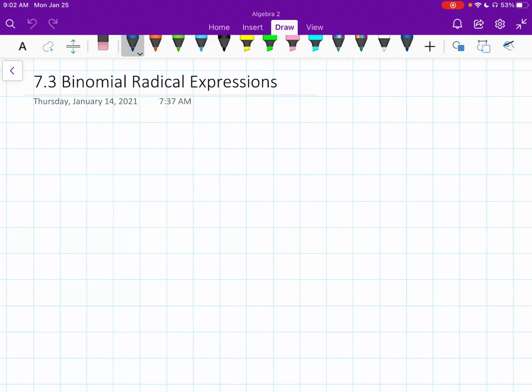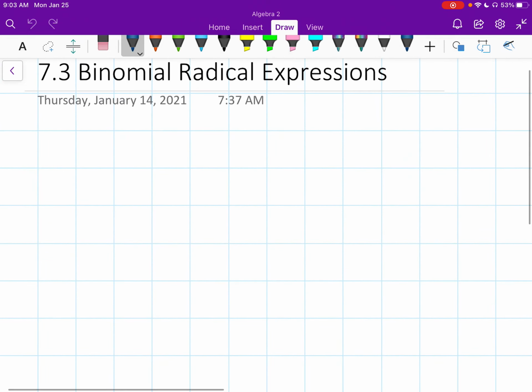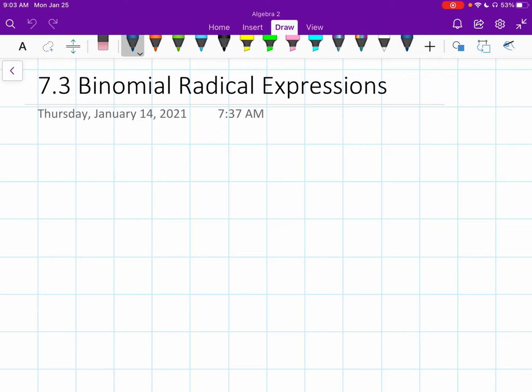All right, 7.3, binomial radical expressions. So here we're going to be combining like terms. It's just going to be fancy combining like terms. So starting off with a new definition or an idea, we have like radicals.